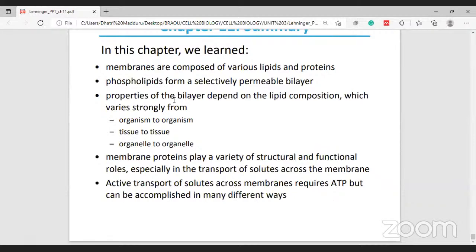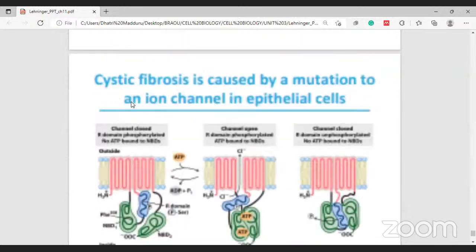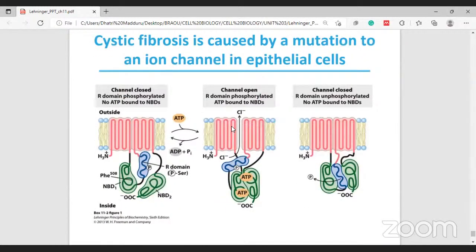So if there is a defect, what happens is either it is continuously open, and all the chloride ions will move out, or it is completely closed, and there will be accumulation of chloride ions. So both are problematic, right?